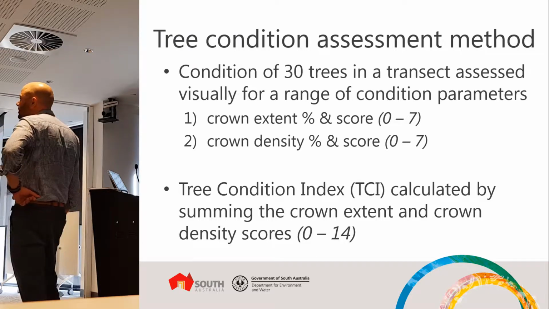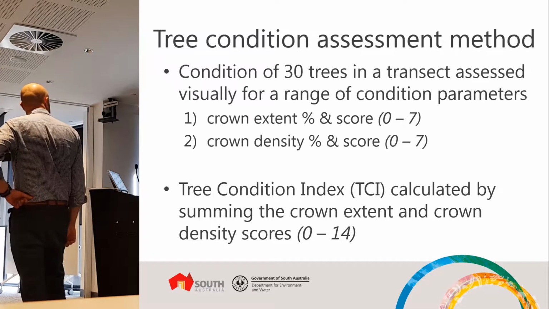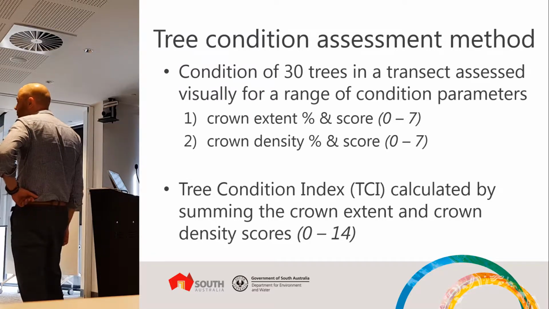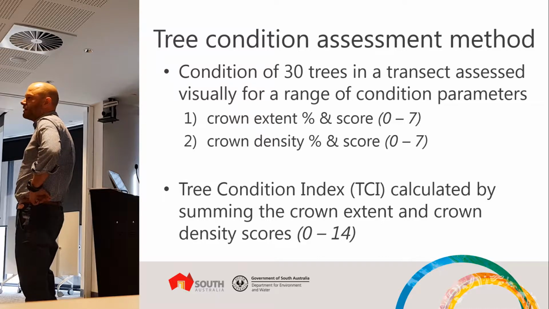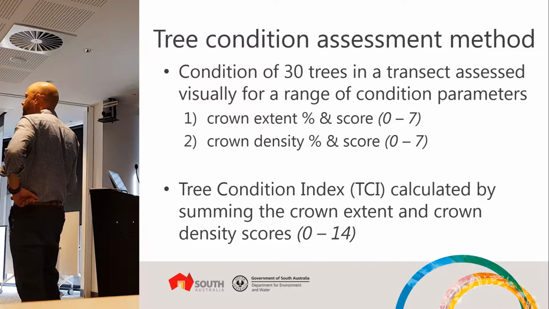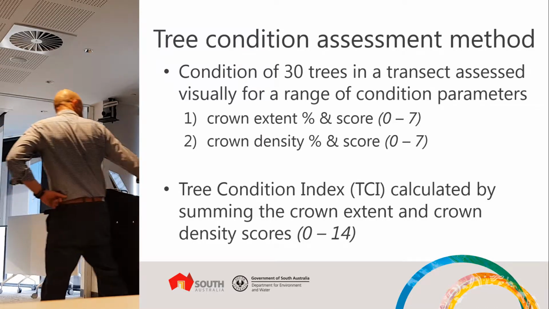And from these two particular attributes, a tree condition index is generated by summing up those two scores. So you end up with a score from 0 to 14, where 0 is basically a dead, non-viable tree, and 14 is a tree that's in excellent condition.